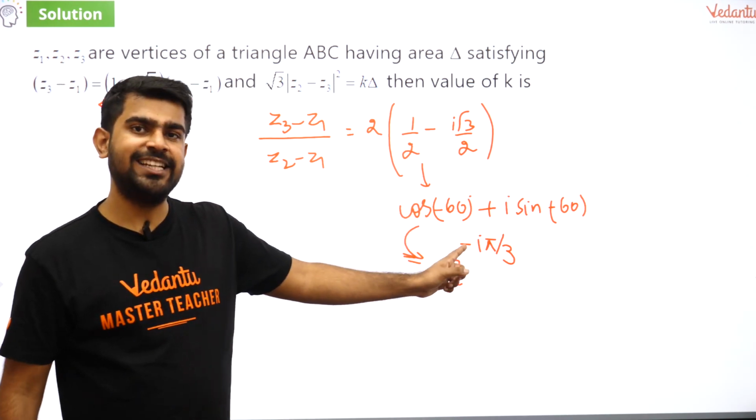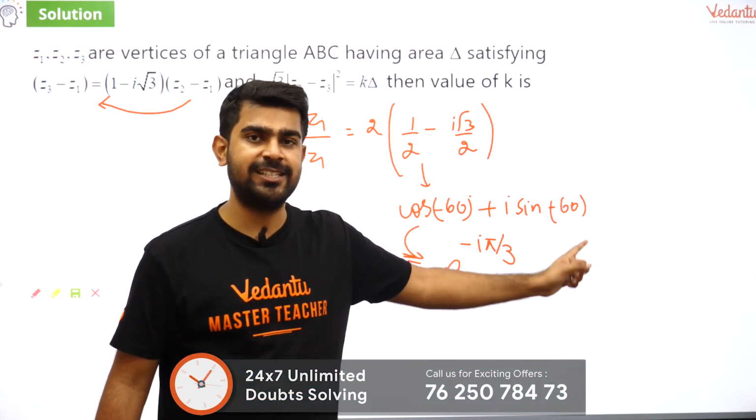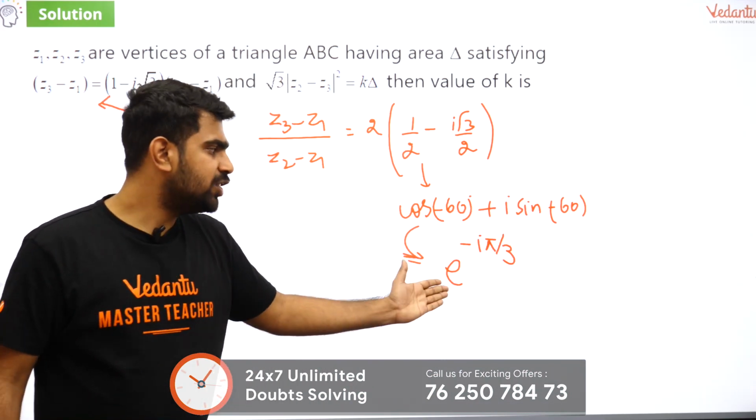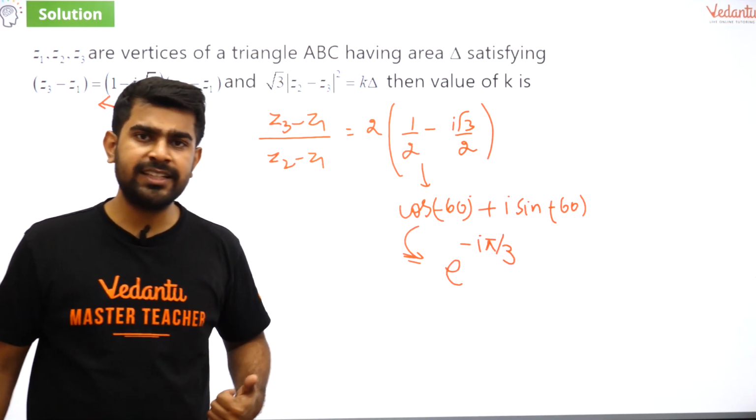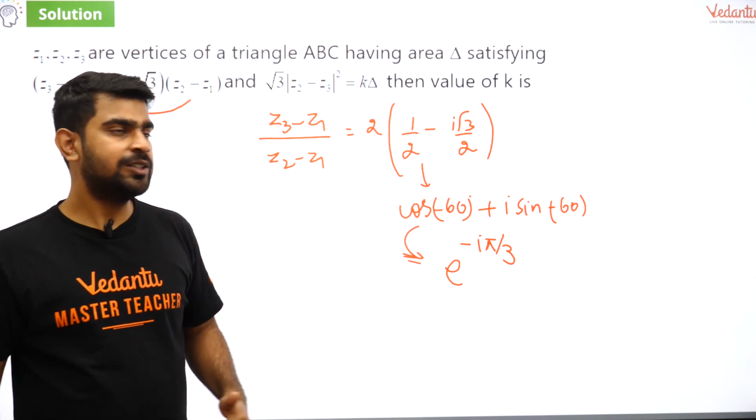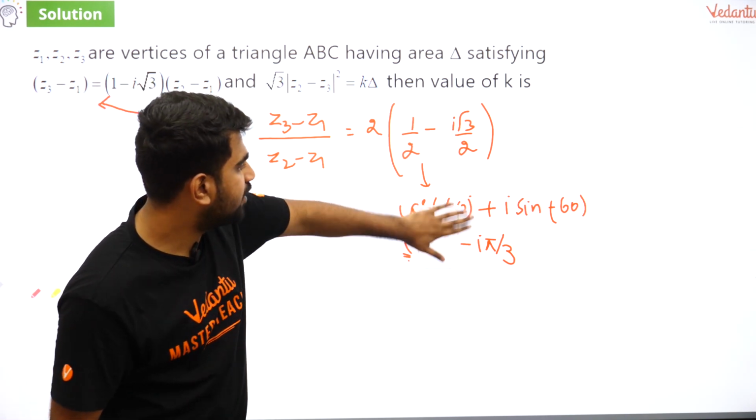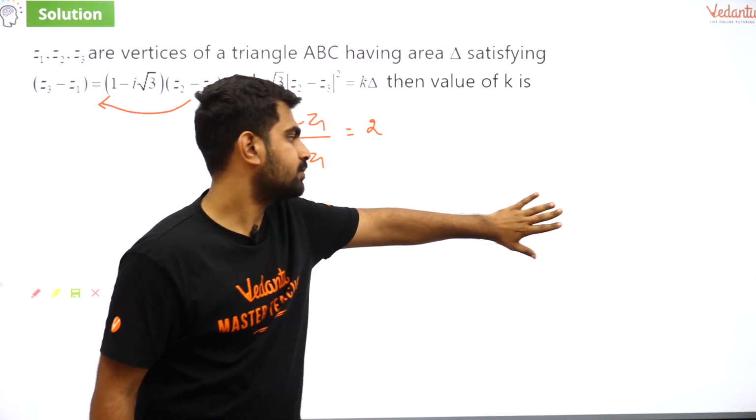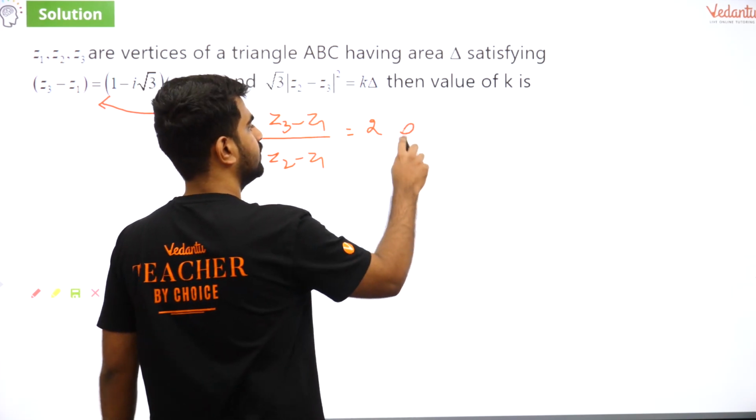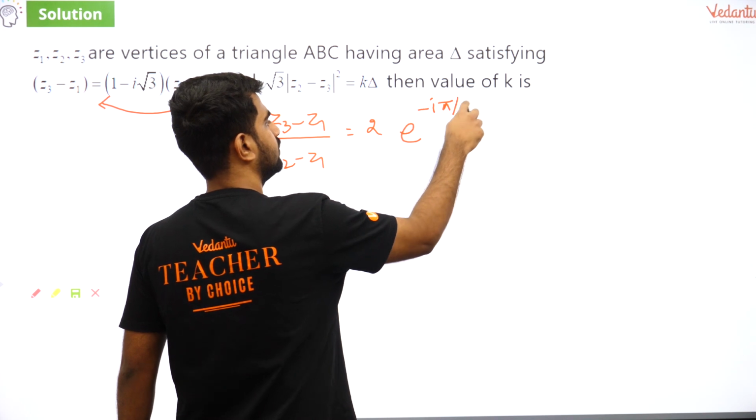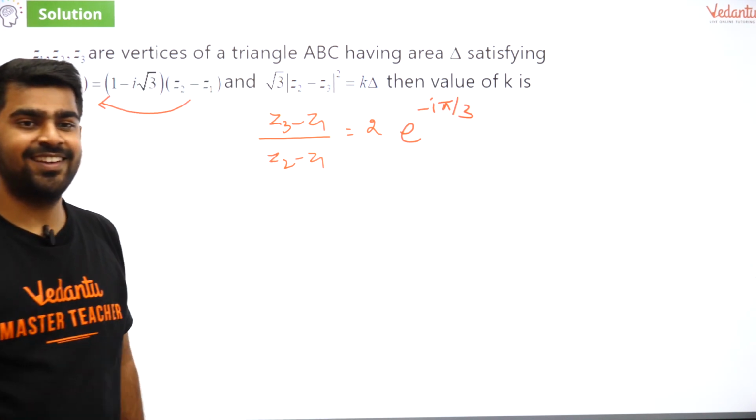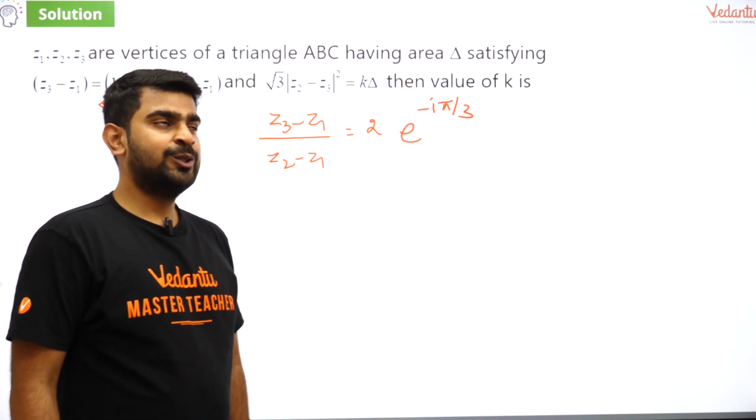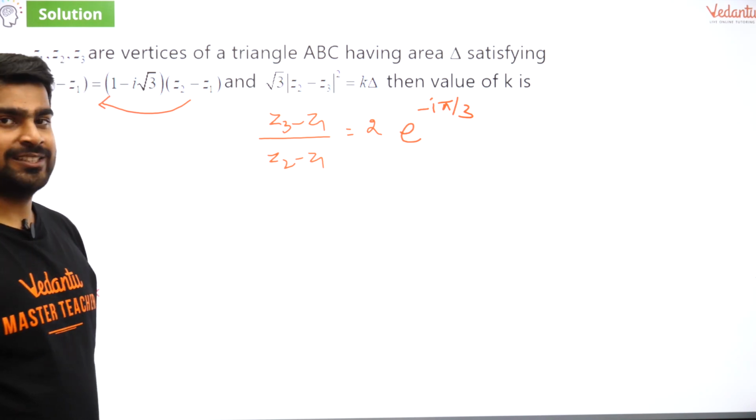Cos of minus 60 plus i sine of minus 60 can be written as e to the power i minus pi by 3. That's exactly what I wrote. So the best part of this is I can erase all of it and write this as, that's it. Okay, so that is how you solve this question.